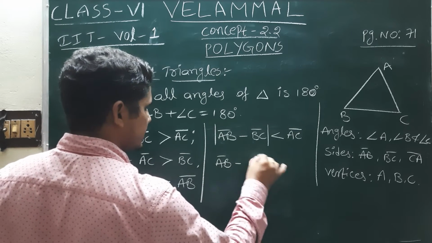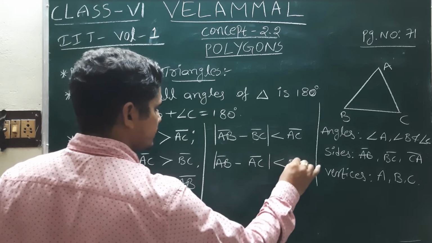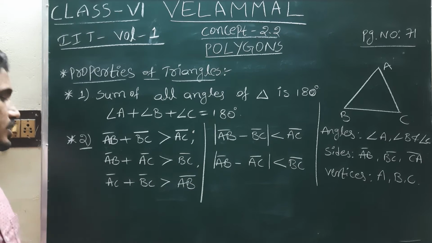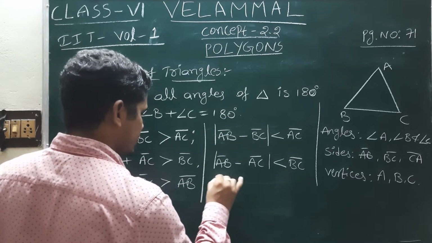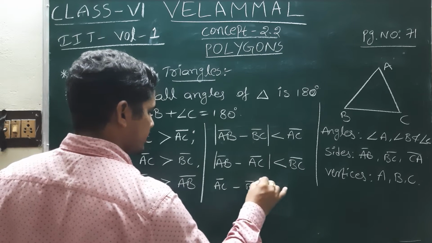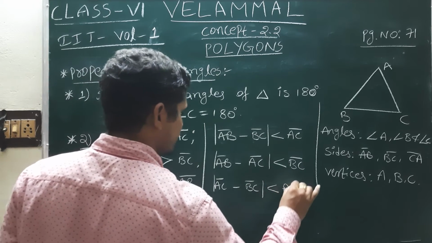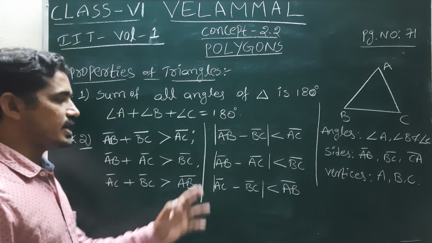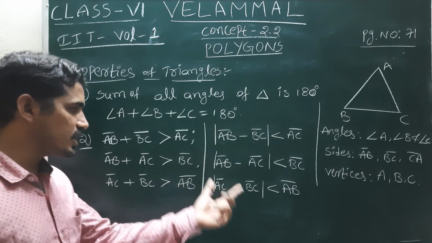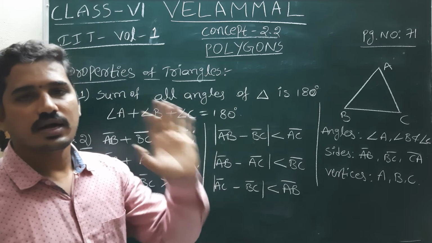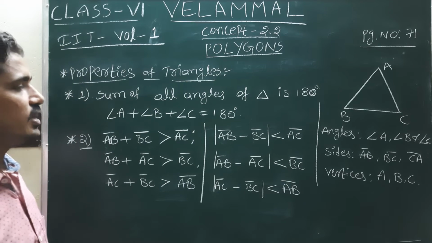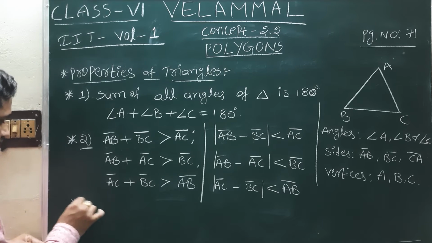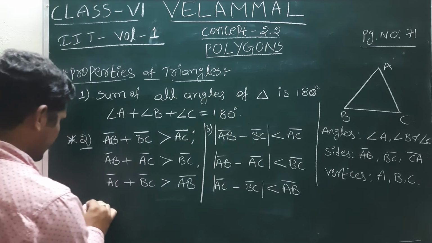AB minus AC must be less than BC. So any two sides' difference must be less than the third side. By that, AC minus BC is less than AB. So these conditions must be satisfied by the sides of a triangle. If this condition is satisfied, then only we can form a triangle using the measures of the given sides. Okay.